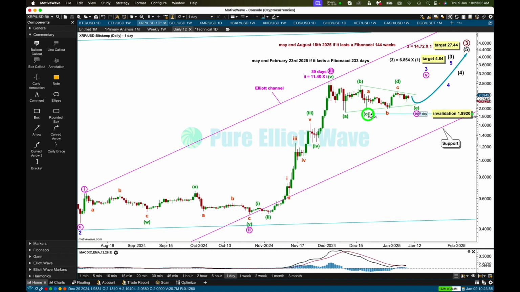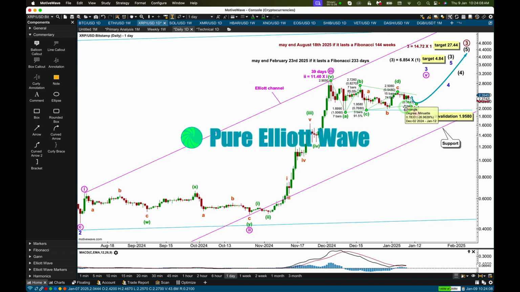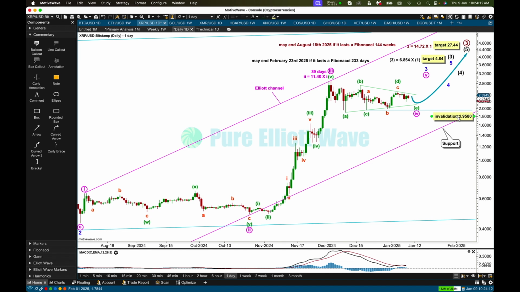I need to move my invalidation point. I haven't done that because technically E can't move below the end of C at 1.958. If E overshoots the AC trend line, don't expect it to be by much. And this invalidation point for the triangle is absolute because that Elliott Wave rule is absolute. E may not move at all, not even a fraction beyond the end of C.